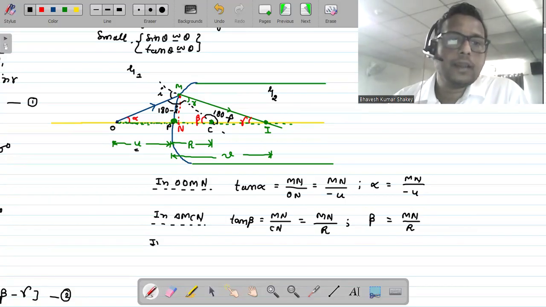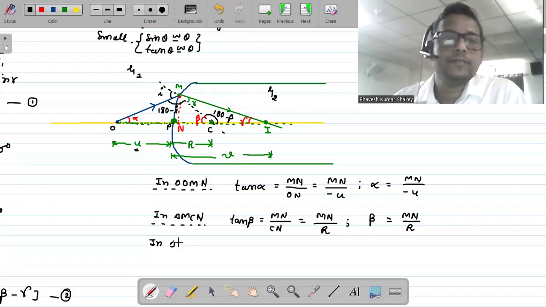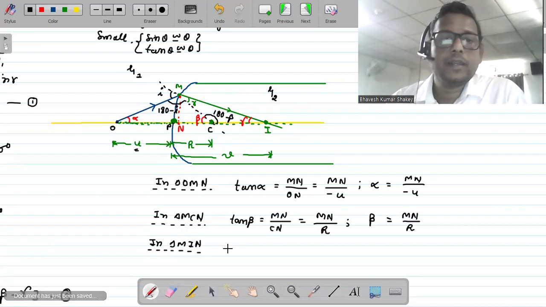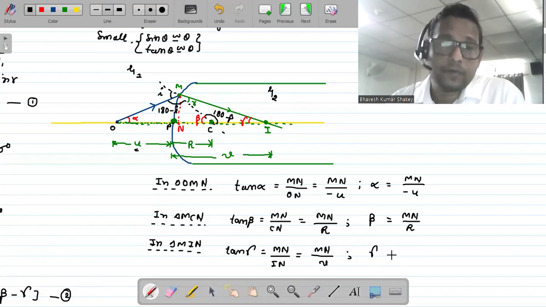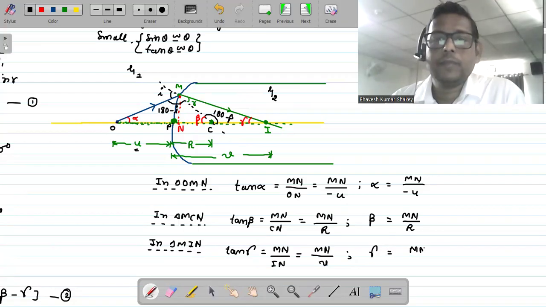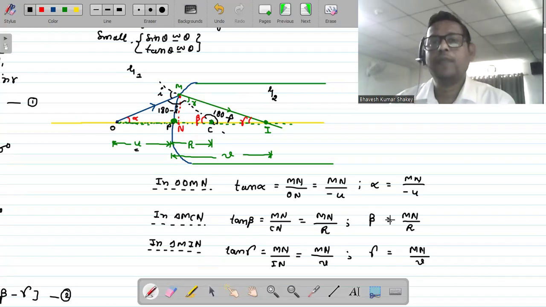Now let's take another triangle. Now I have this triangle MIN. In this triangle I can write tan gamma, which is again perpendicular by base, so MN divided by IN. This distance is V. So from here I can write gamma is equal to MN divided by V. By doing all these things, we get the values of alpha, beta, and gamma.